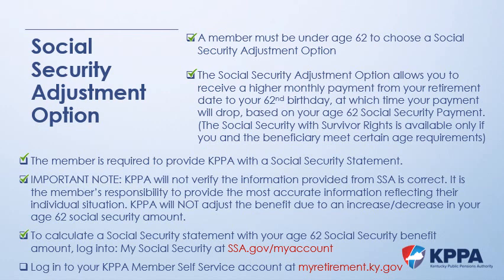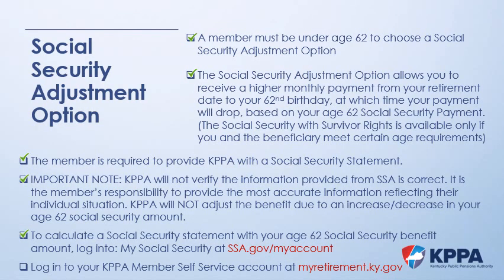To generate a statement that is more accurate, you will need to assume no future earnings or $0 on the Social Security estimator. For guidance to properly use the calculator, you will need to contact your local Social Security office. You may also log into your KPPA member's self-service account to project these additional payment options by entering the Social Security amount for age 62, which was calculated at My Social Security.